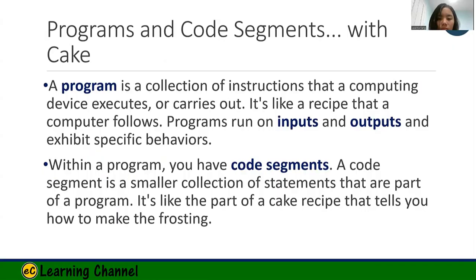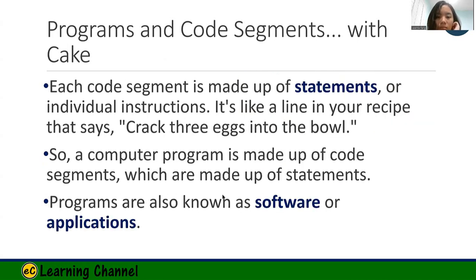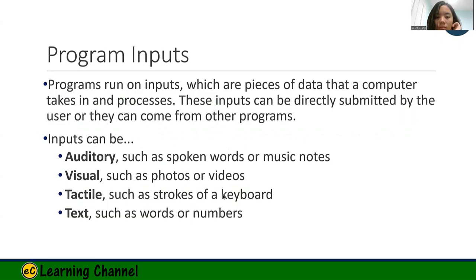So in a program, you actually have different functions. Your program may be divided into input and output, and you have a code segment there. Before you write your program, you need to come up with a specification. The specification is what needs to be done.